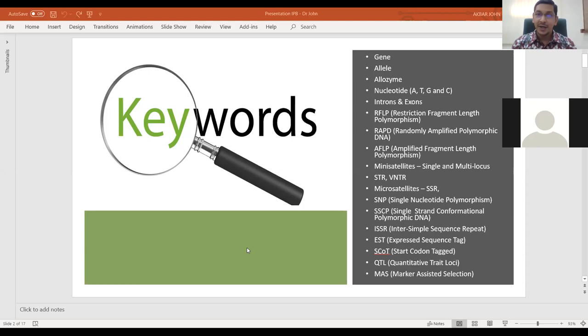But now the technology has advanced. Previously we used the Sanger sequencing technique, which sequences only a very limited portion of DNA at one time. But now, because of PacBio sequencing, you can have the whole genome sequence of the animal at a much lower cost as well. So using all these markers is technically known as marker-assisted selection, the last keyword that you can see here.